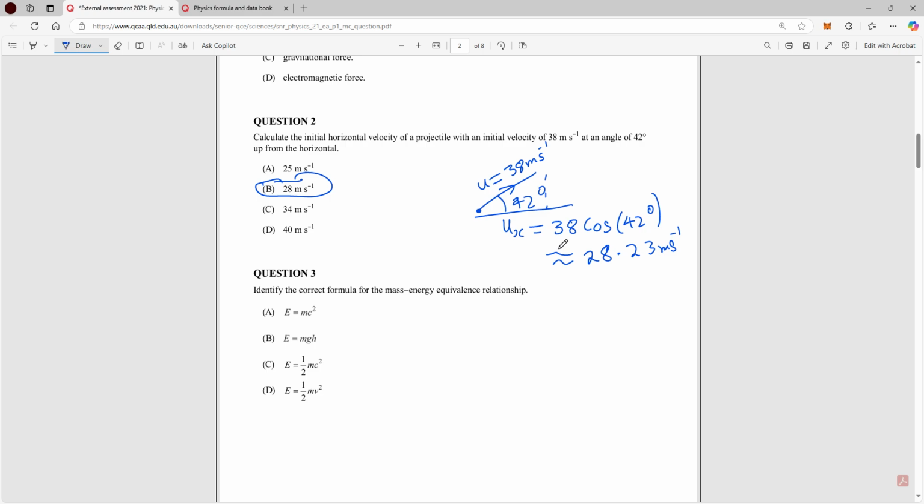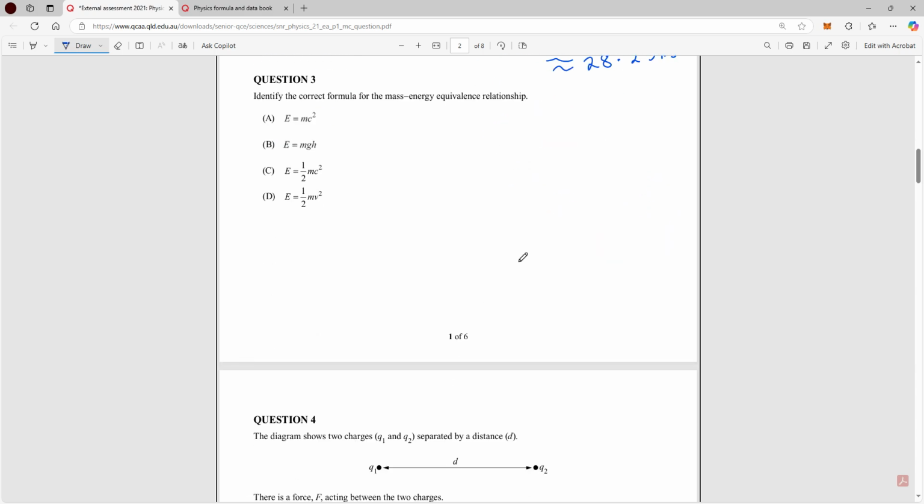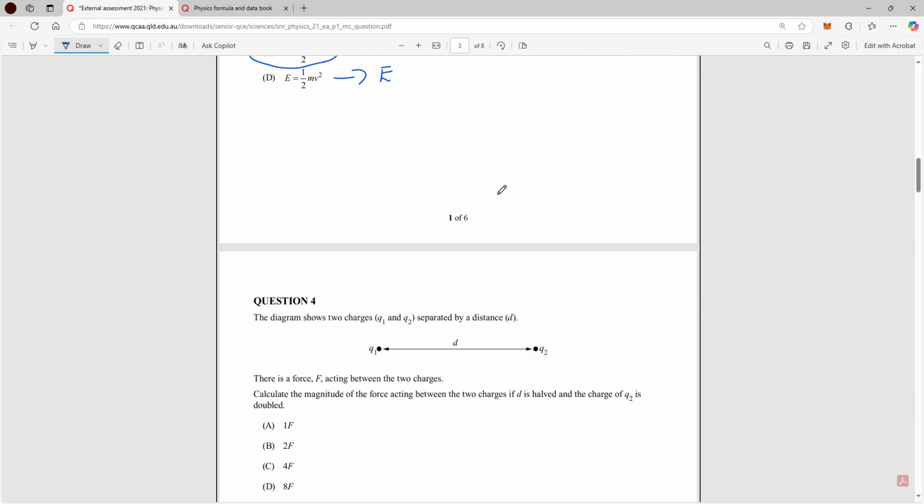Question 3. Identify the correct formula for the mass-energy equivalence relationship. This one is pretty easy. It's that one there: E equals mc squared is quite famous. This one here is for potential energy. This one's for kinetic energy, and this one is just plain wrong. That's kinetic energy when the speed of light is your velocity. That is your mass to energy relationship.